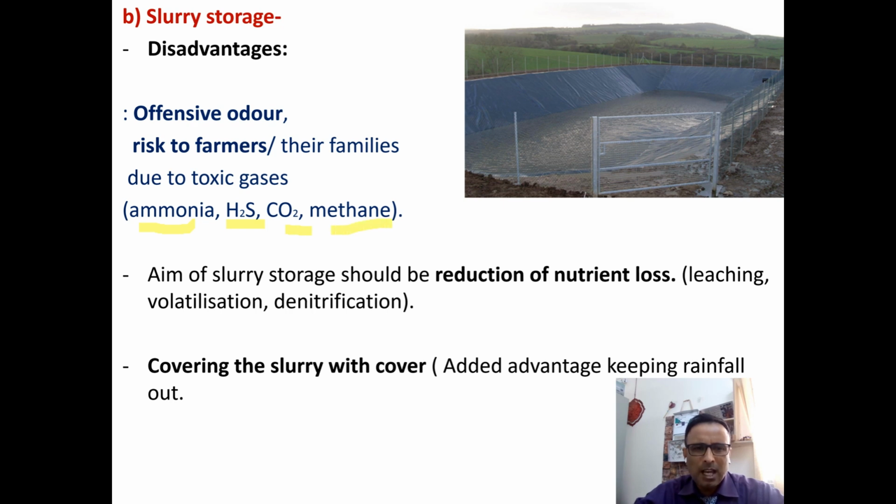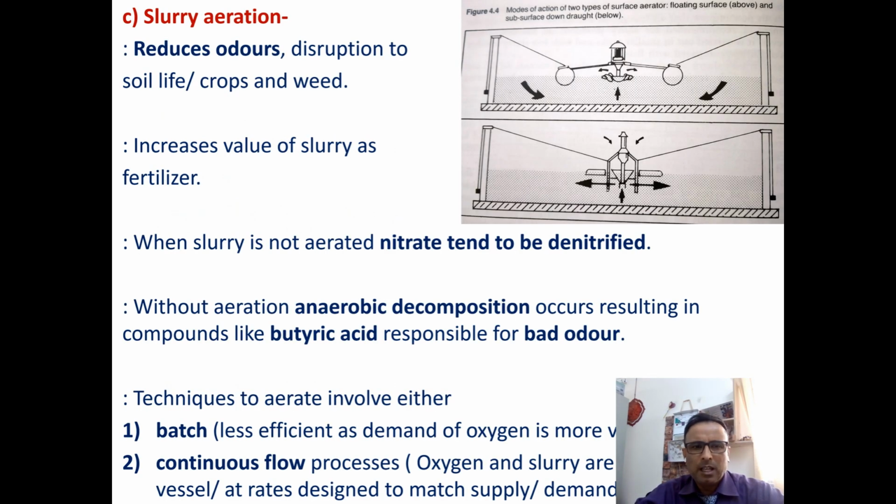Right? This can be reduced a little bit if constant aeration is provided into the slurry, and covering of the slurry can be done from the top, right? So if we do these things successfully, we can use slurry for a longer period of time. Aeration can be provided into the slurry by batch culture or continuous flow, right?